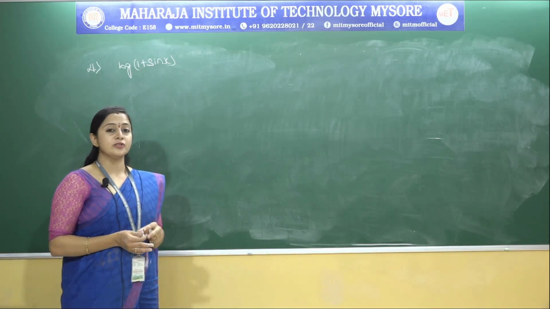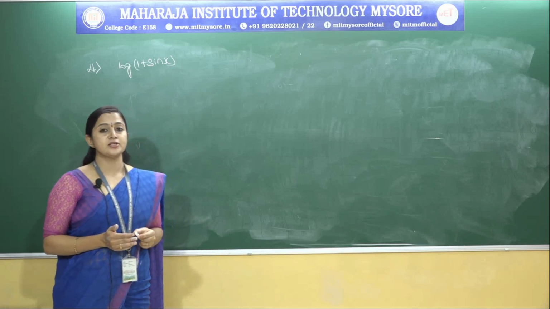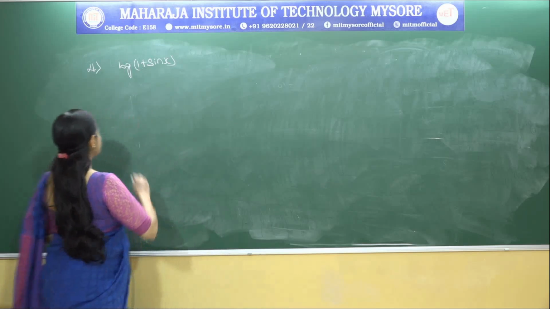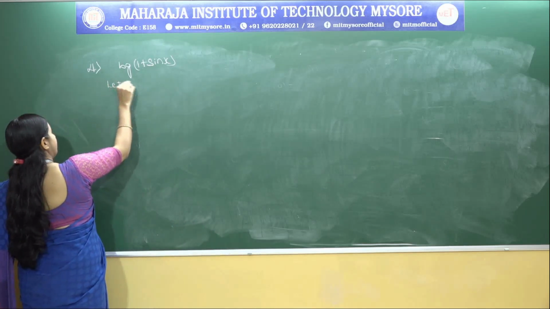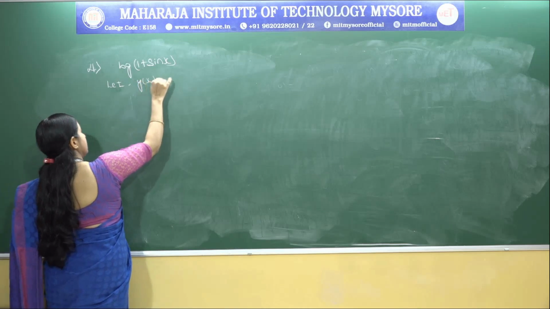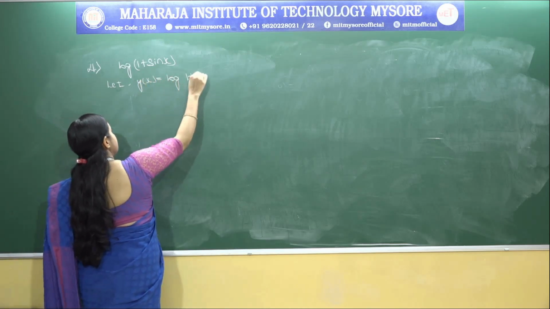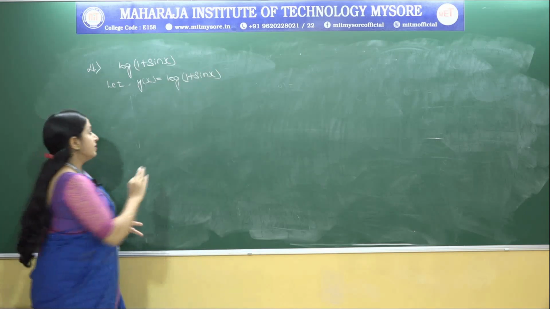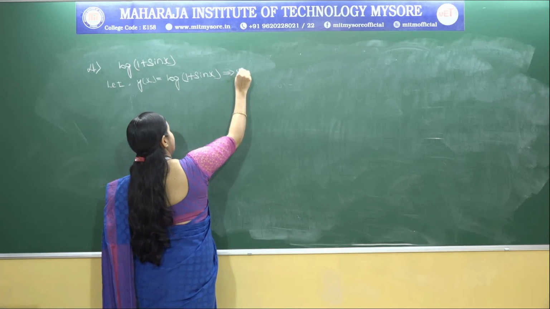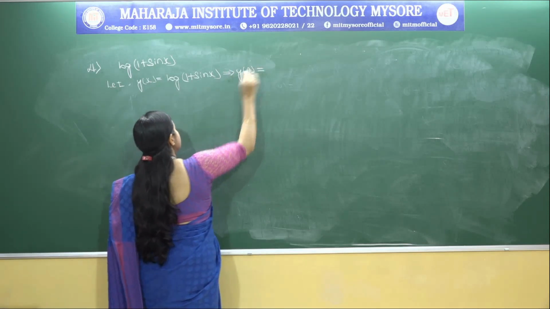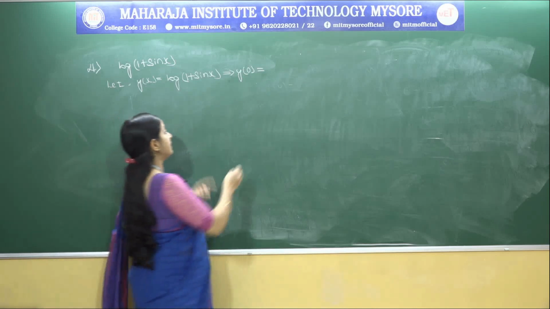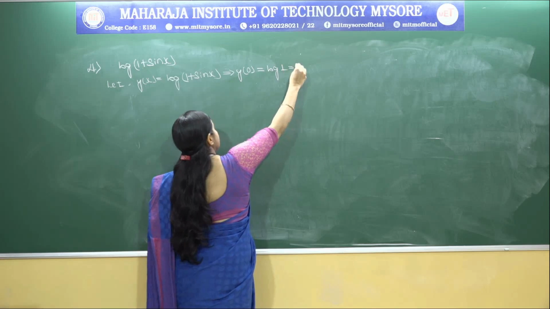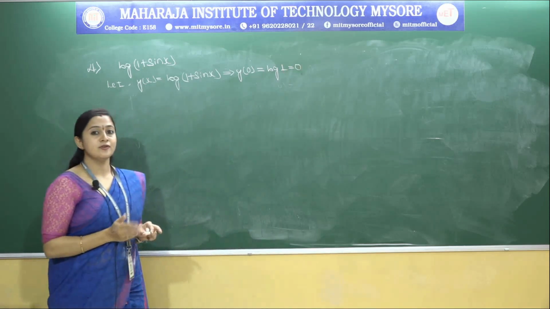Suppose they asked to find the log of the trigonometric function, that is log of 1 plus sin x, using the Maclaurin series. As usual, you take the function as y of x. So, I consider let y of x equals log 1 plus sin x. Next, put x equals 0, y of 0 equals log 1 plus sin 0. So, you will get log 1 is 0. This is the first term.